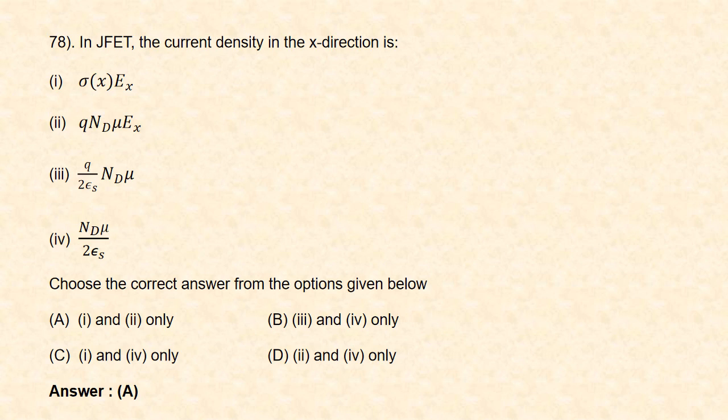In a JFET, that is junction field effect transistor, the current density in the x direction is given by the formula σ(x) E(x) and q Nd μ Ex. Here μ is the mobility, Nd is the carrier concentration, q is the charge of an electron, and σ is the conductivity. So statements 1 and 2 only are correct. So option A is the correct answer.